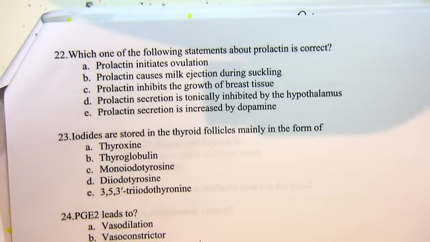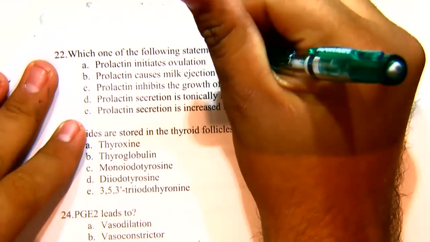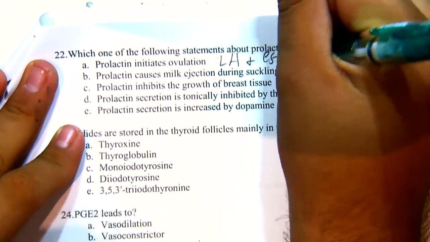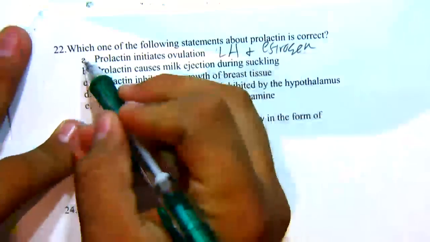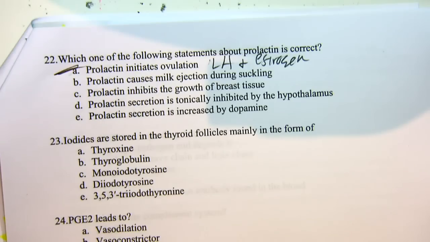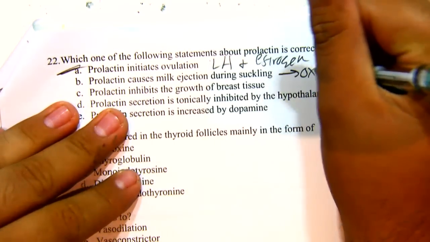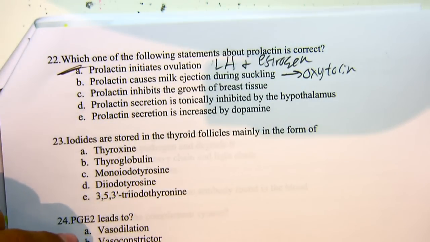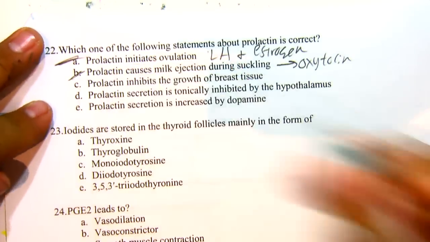Okay, let's talk about this one. Which of the following statements about prolactin is correct? Prolactin initiates ovulation. That's going to be LH and sort of estrogen, right? So that's not right. Prolactin causes milk ejection during suckling. No, that's oxytocin, right? Prolactin has a role in forming the milk, and then oxytocin is the one that helps eject the milk. So that one is wrong.